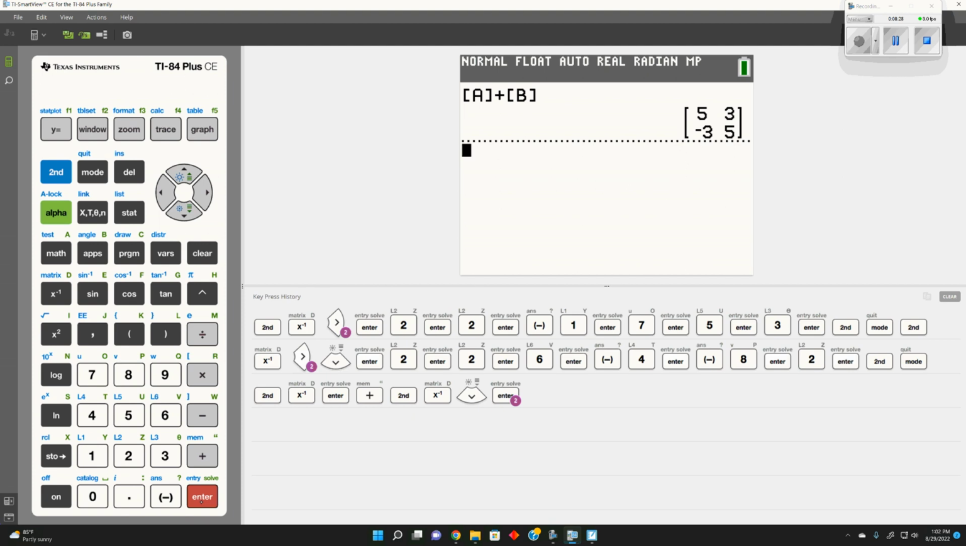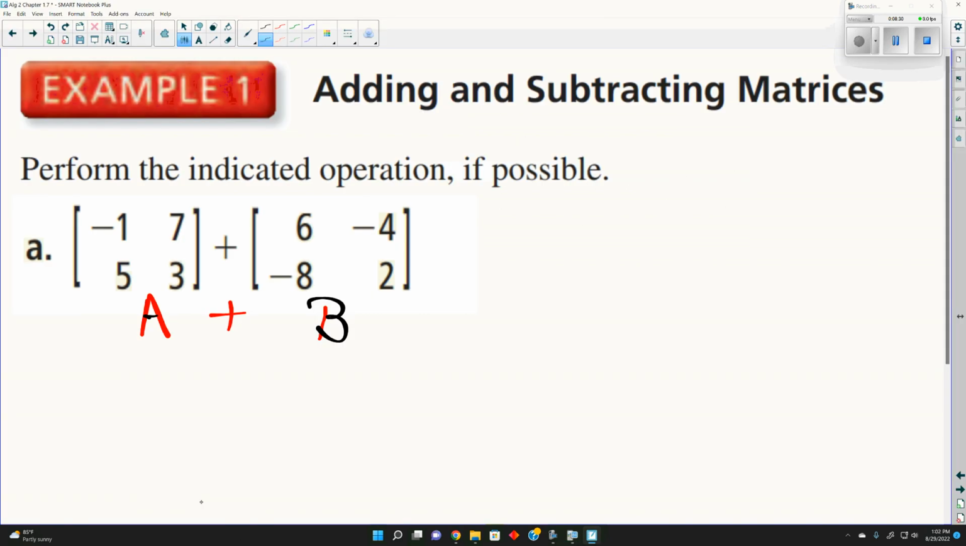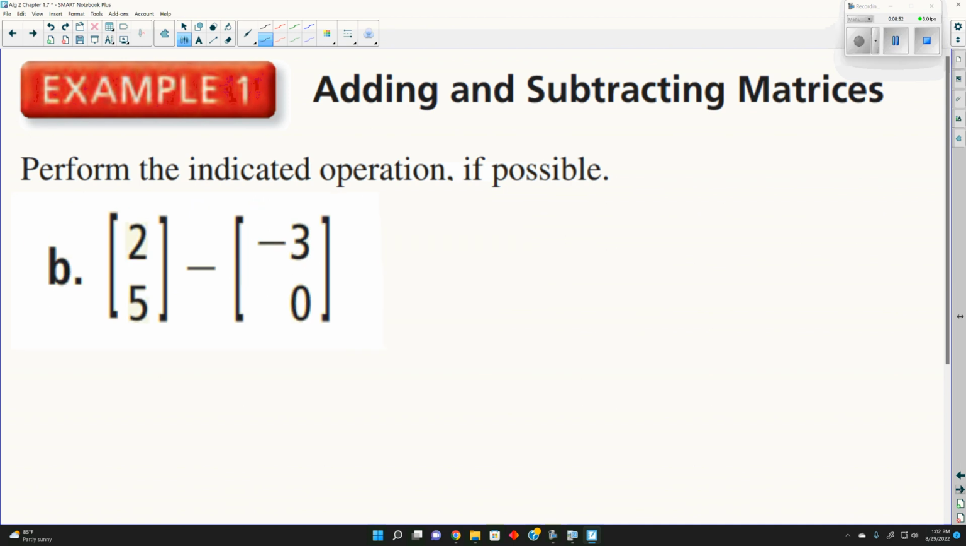But for some of these, I mean, for these here, it's neither here nor there. For some of them, you can probably add or subtract them just as fast as you could type them into the calculator. Because this here is indeed 5, 3, -3, 5. Because we could do this either way. We can type them in as 2 by 1s, plug in A, plug in B, and subtract.